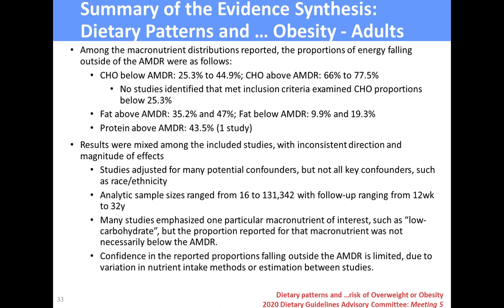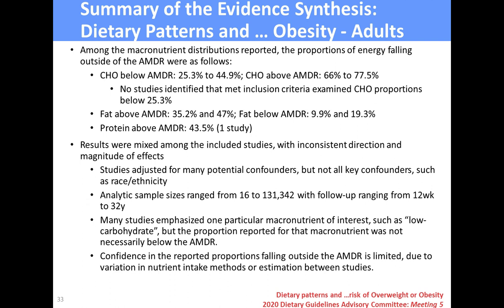Carbohydrate above the AMDR ranged from 66 to 77.5%. Fat above the AMDR ranged from 35.2 to 47%. Fat below the AMDR ranged from 9.9 to 19.3%. In one study, protein was above the AMDR at 43.5%. In most of these studies, carbohydrate was below the AMDR in one or more exposure groups compared, where the proportion of fat was above the AMDR.